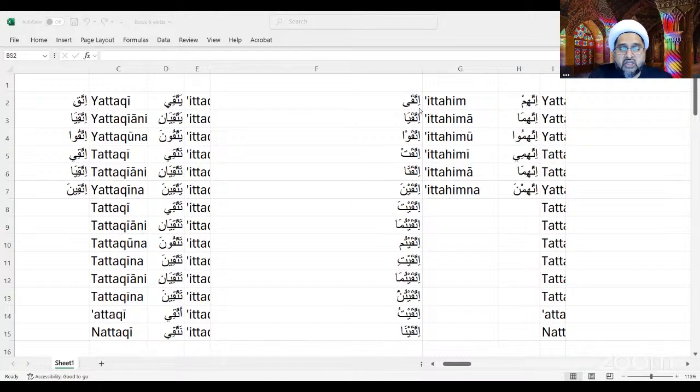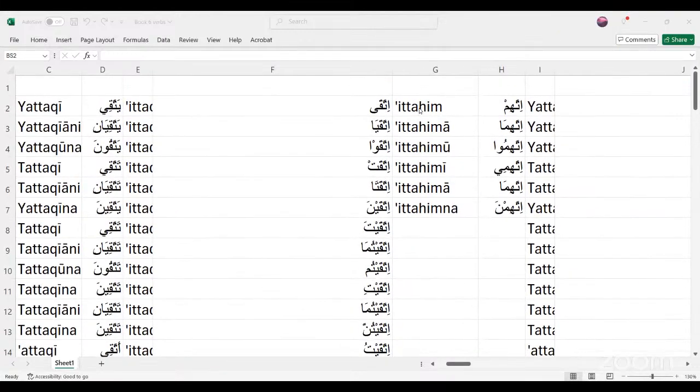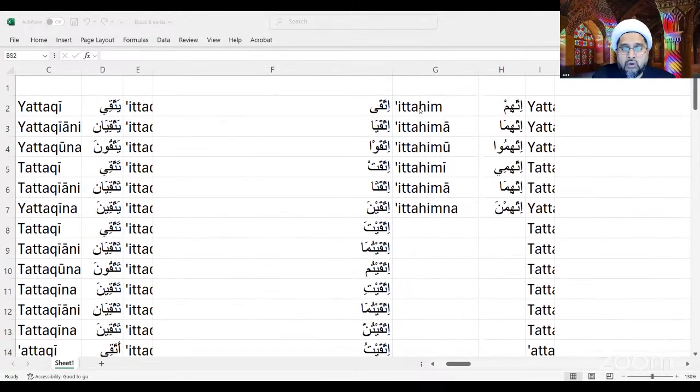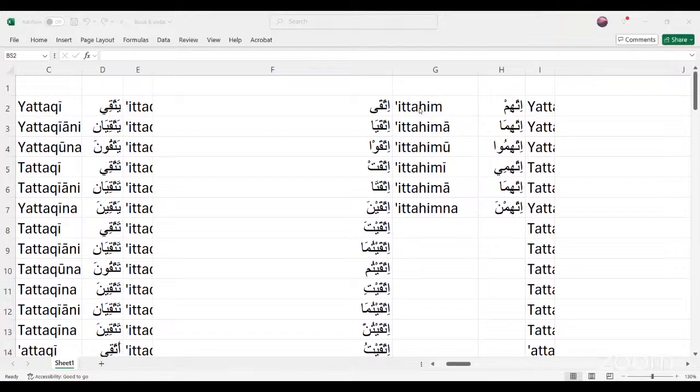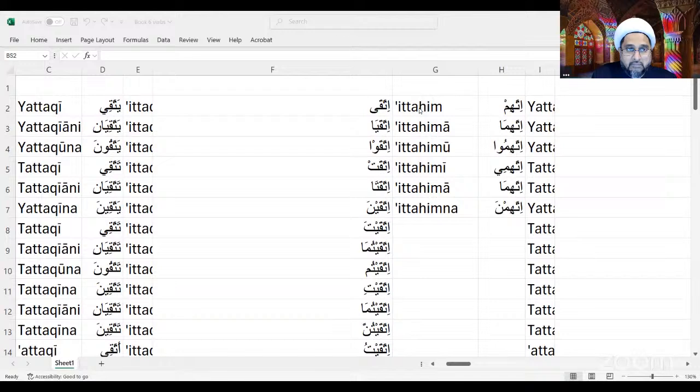Well, if I didn't have the shadda on the ta, how would you read it? Il, alif waw, il. Iltaqa. Ittaqa, because the shadda is there on the ta to demonstrate that the waw has been dropped. And that's the reason why it's become ittaqa. If there's no shadda and the waw was there, it would be iwtaqa.